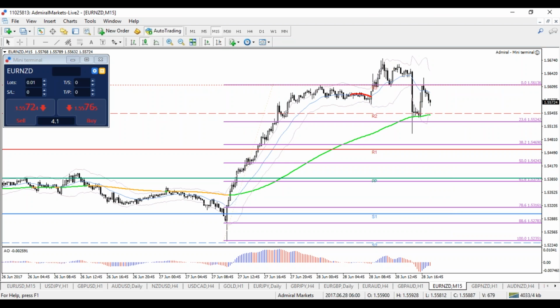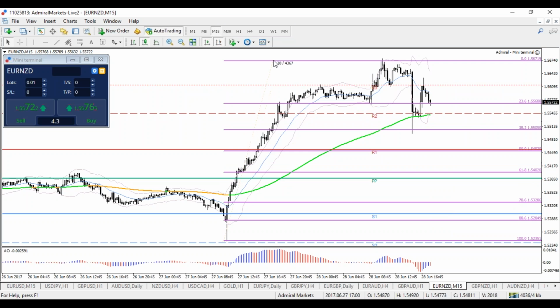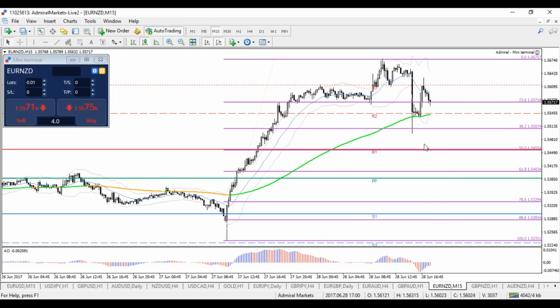As you see here, we didn't have a hook back to the fib, but if you put it to the very top, we did. So similar structure, strong momentum, shallow pullback, continuation, and then a deeper move down to the fib.